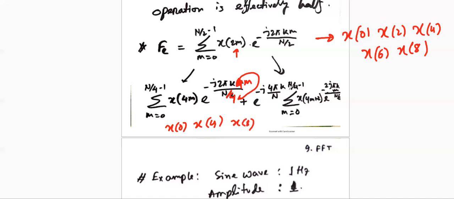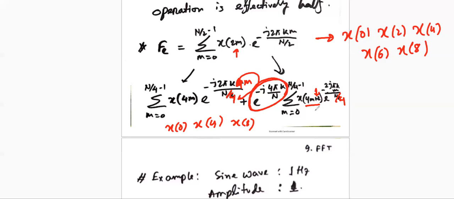For the other section, this is the new ck for this one. In a similar fashion, you will find x 4m plus 2, and e to the power minus twice j pi k divided by n divided by 4. Okay. And of course, for this plus 2, there would be this value. Okay, we'll get this value. To do it yourself, you'll find that.